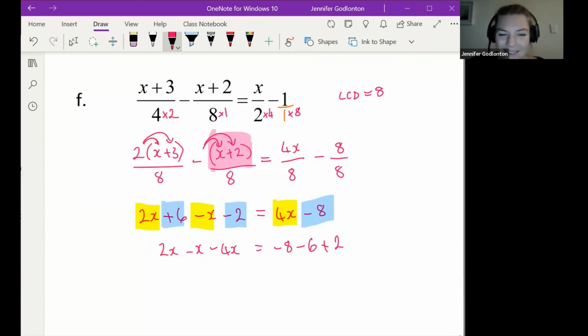Ma'am, so the answer is gonna be negative 3x equals 0. Oh, wait. Sorry, ma'am. It's okay. Where's my calculator? Yeah. Your calculator's your friend. Minus 6 plus... Ma'am, it's gonna be negative 12. Good. Then you're gonna divide by negative 3 on both sides. So x is gonna equal 4.